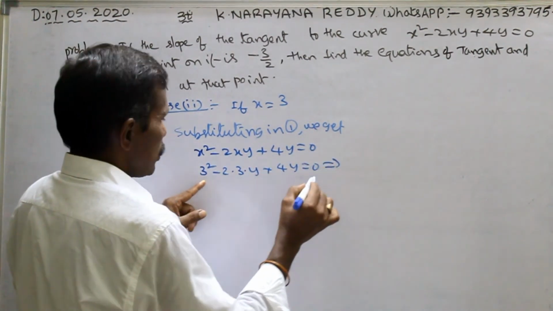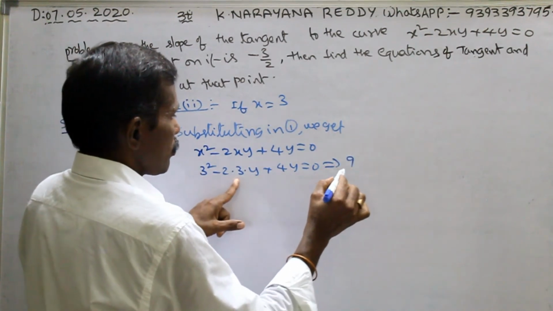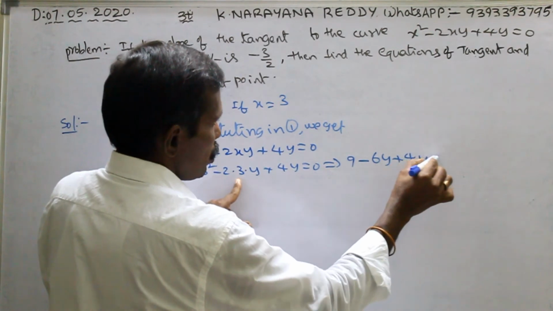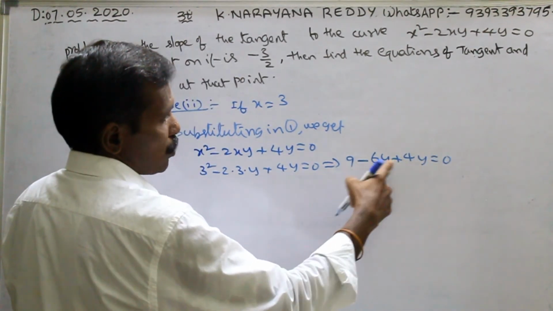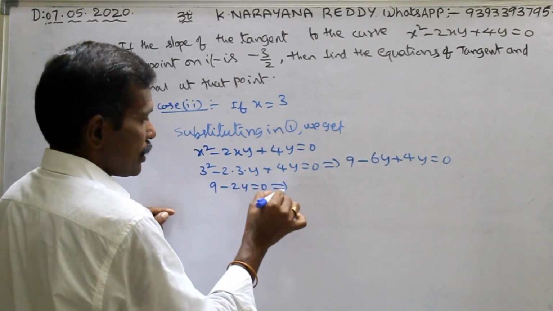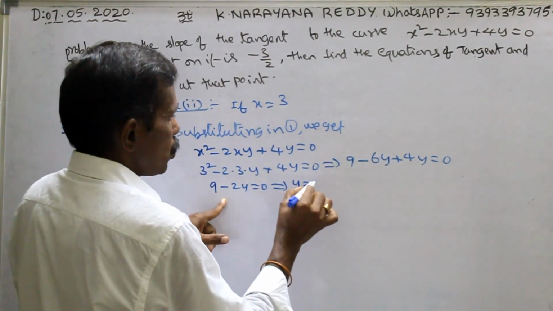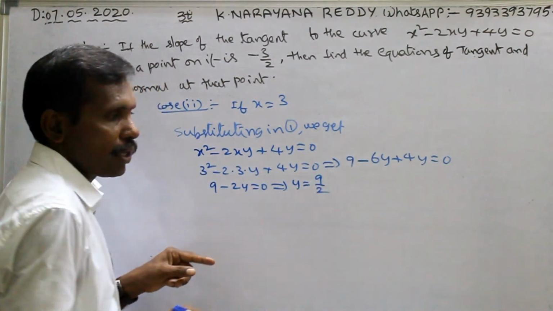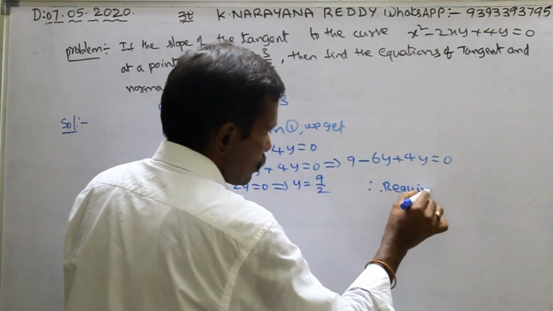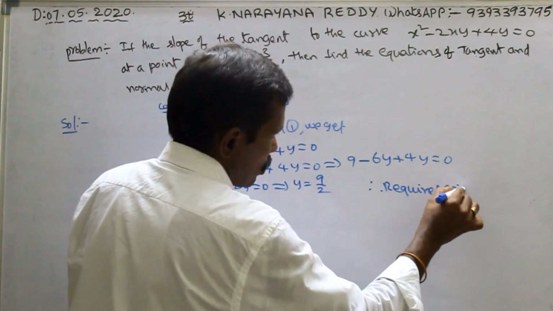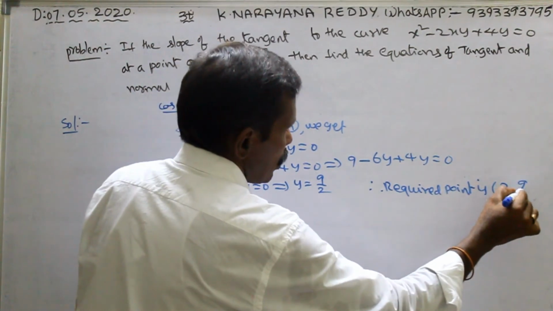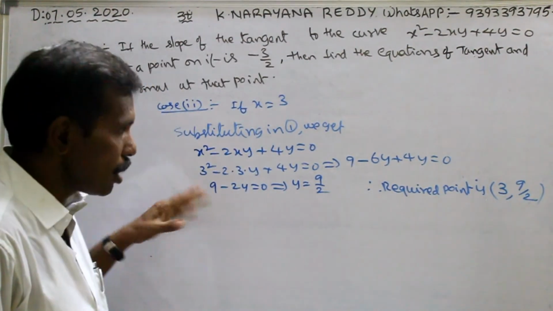This implies 9 minus 6y plus 4y equals to 0. Minus 6y plus 4y. 9 minus 2y equals to 0. That implies y equals to 9 by 2. Y equals to 9 by 2. Therefore, required point is x is 3, y is 9 by 2. Okay? Now tangent equation.